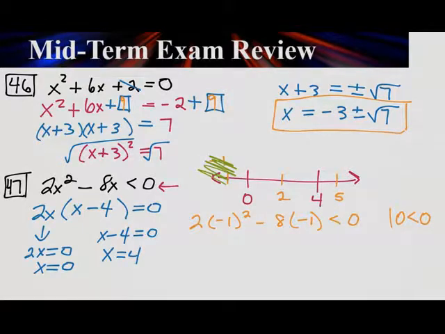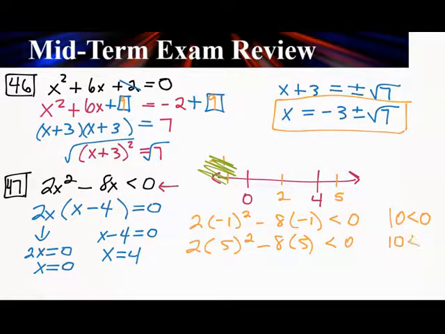All right, let's do it again. So let's do the 5. So 2 times 5 squared minus 8 times 5. 25 times 2 is 50. 50 minus 40 is 10 again. 10 is not less than 0. So it's not going to work on this side either. This is going to be false as well. Okay. So now I'm going to try 2.